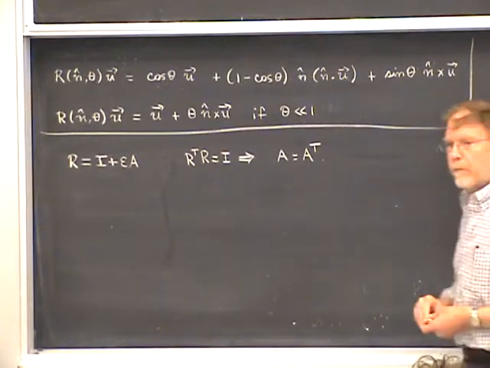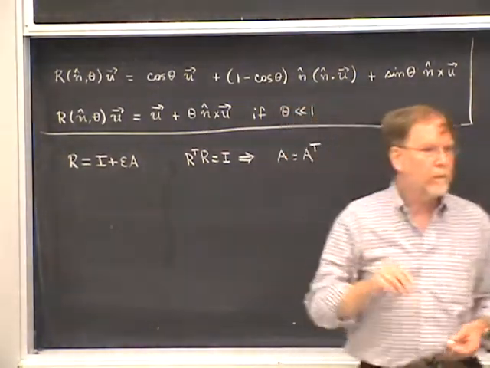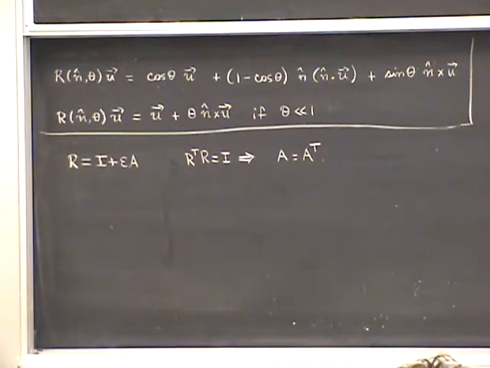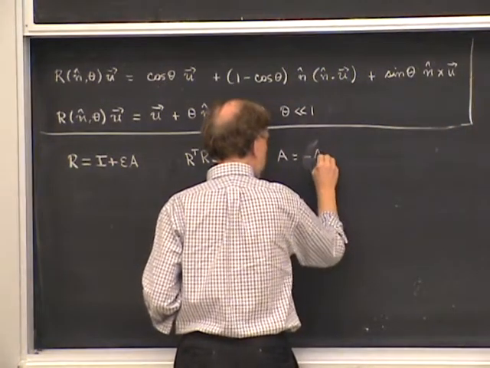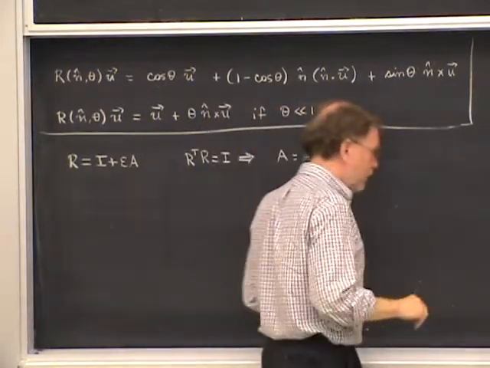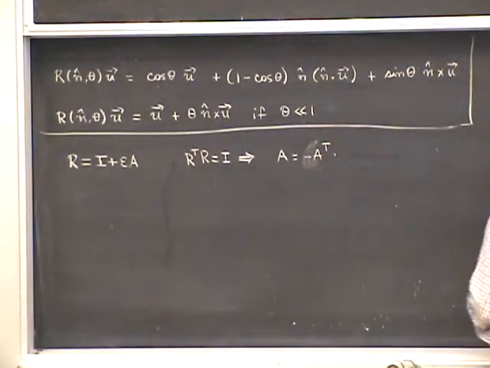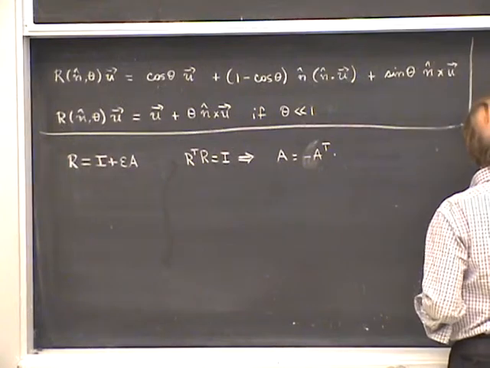Should there be a minus sign? Excuse me? Should there be a minus sign if it's anti-symmetric? Oh, excuse me, yes, this would be A equals minus A transpose, indeed. They're anti-symmetric matrices. Now, let's talk about anti-symmetric matrices.